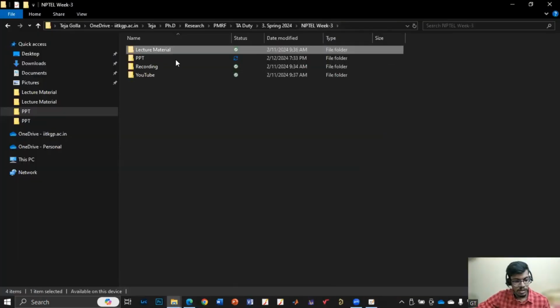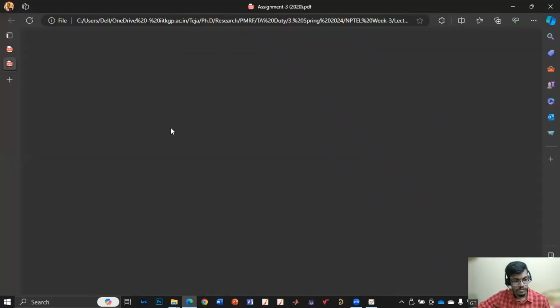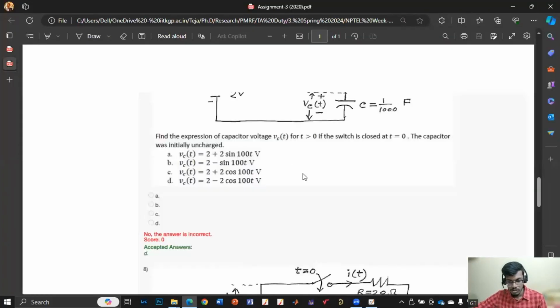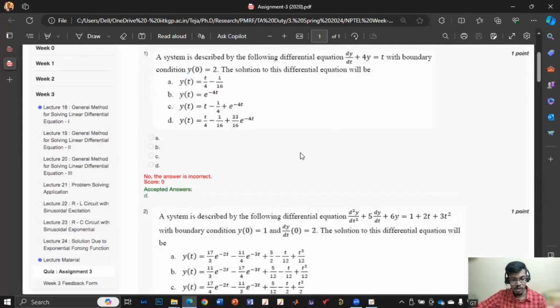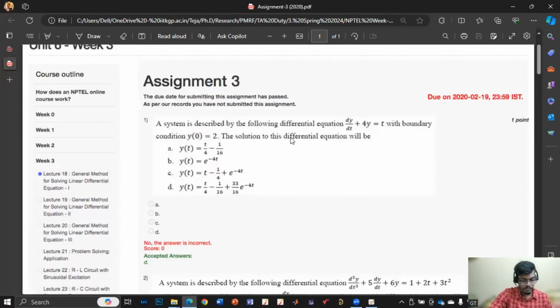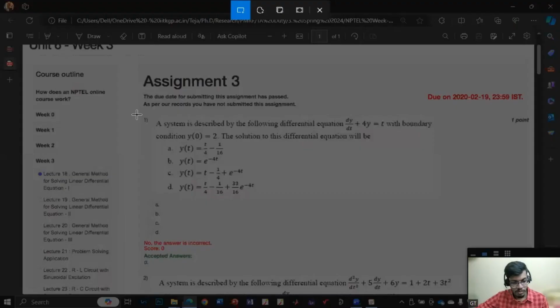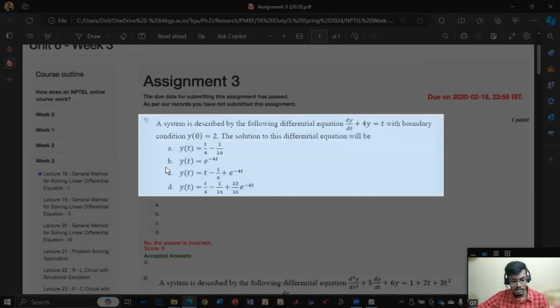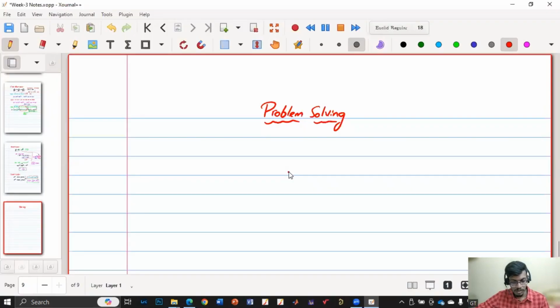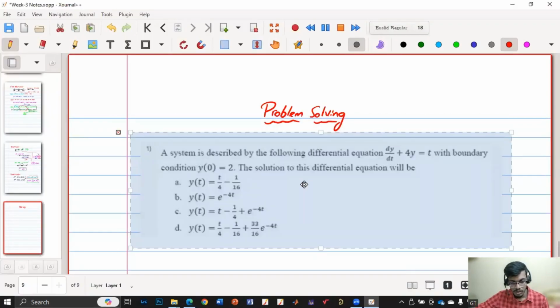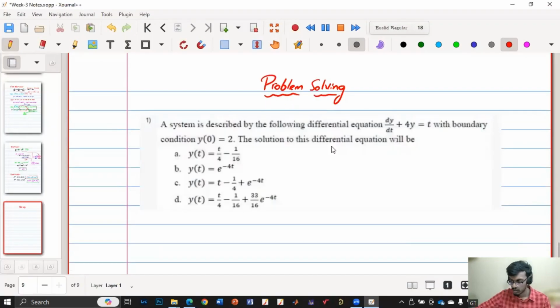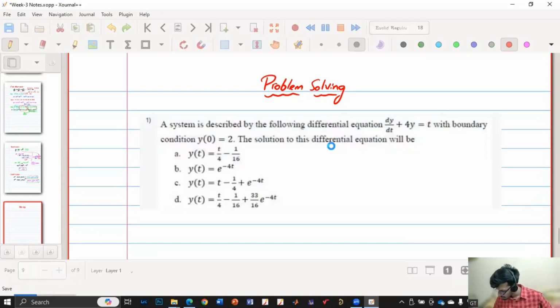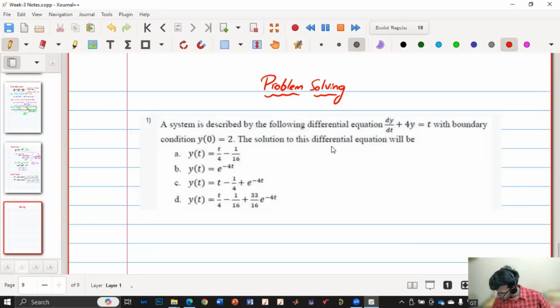Let us consider this assignment. Maybe I'll not solve them fully, but I'll ask you how to solve. I'll just tell you the procedure, because the mathematical solving will take time. So let us consider this question. How to solve this question? This is a first order differential equation.